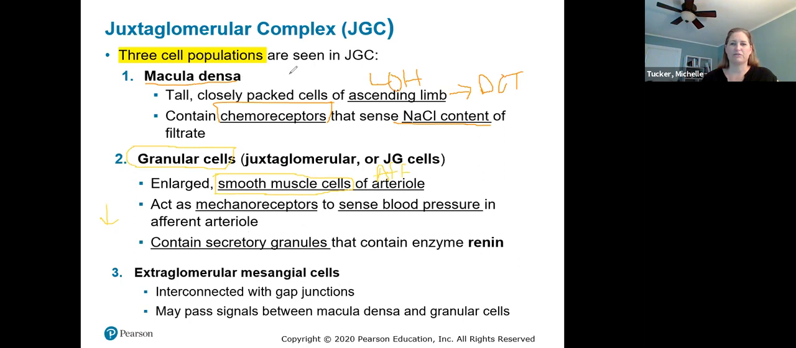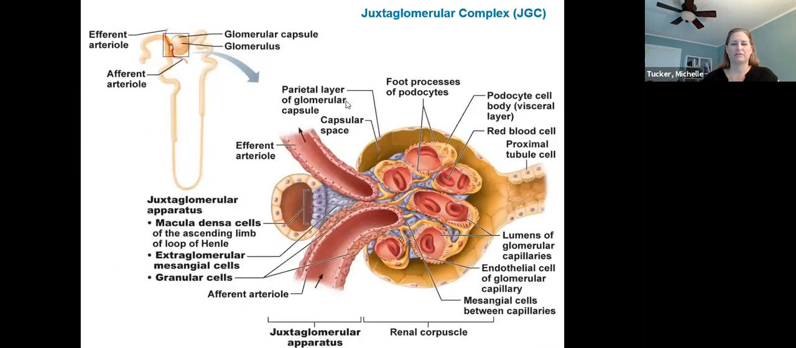So that is the trio for the juxtaglomerular complex, sometimes called the juxtaglomerular apparatus. Again, you got to love anatomy, and we have to name things at least twice because once just doesn't seem to be enough.